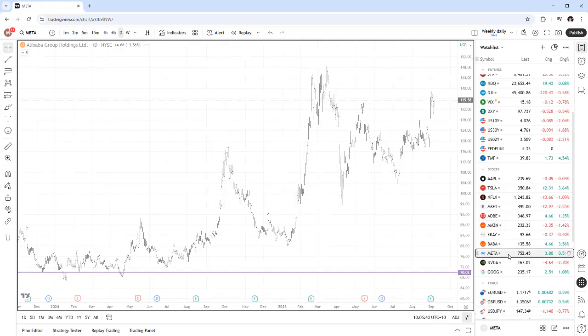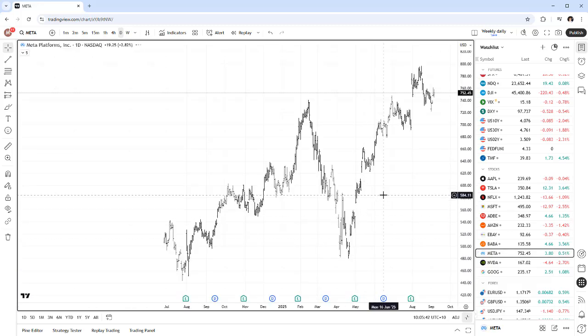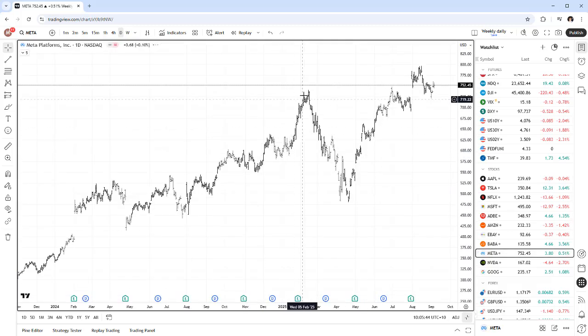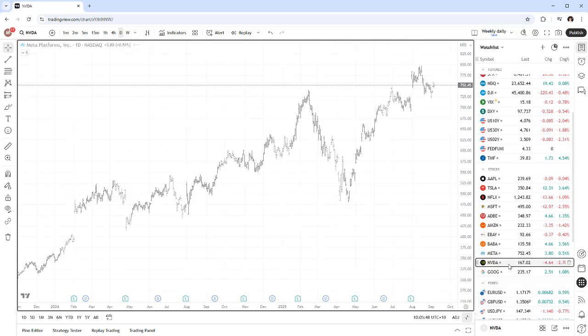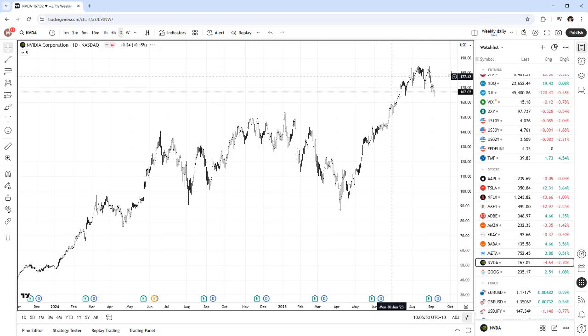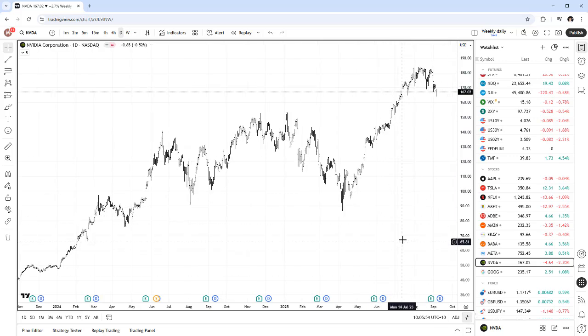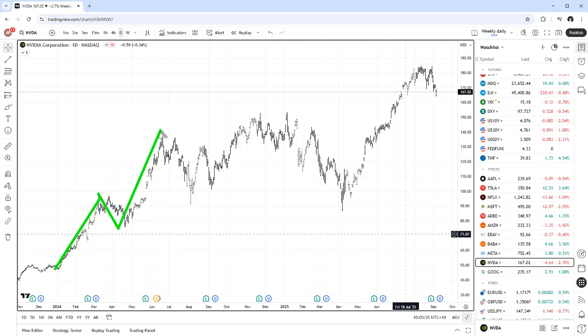And so even Meta, look what Meta's been doing. Meta had a very big vertical move up, and now we're doing the same thing right now. Even Nvidia, what's happened to Nvidia? Why is Nvidia peaking out? It's the same thing, because it's all the same type of thing, isn't it? Very big vertical move and you get the correction. So see how this all works.